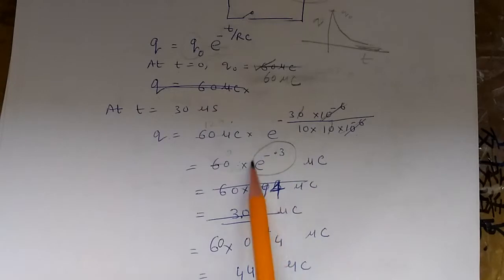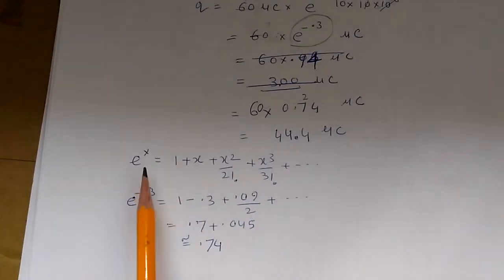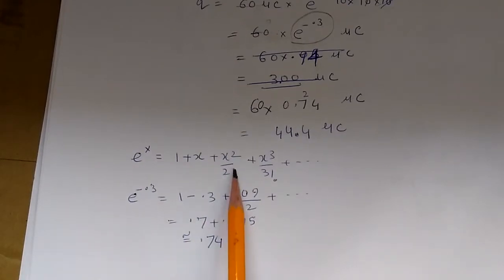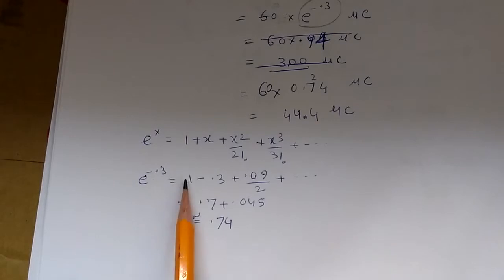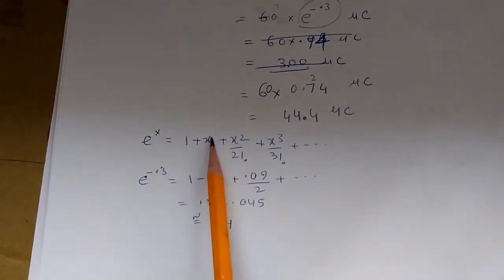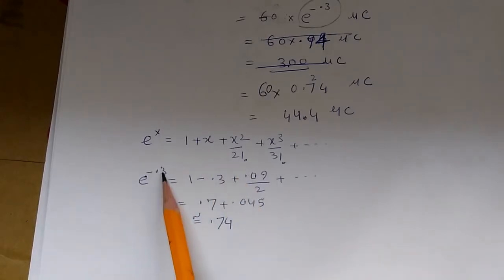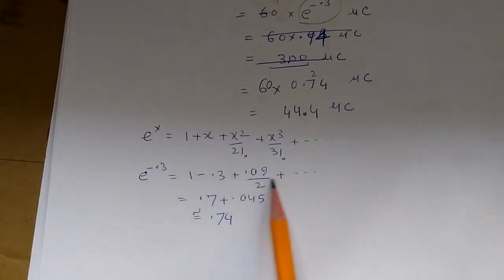Now how do you calculate e to the power minus 0.3? We know that e to the power x is 1 plus x plus x square by factorial 2 plus x cube by factorial 3, and so on and so forth. So e to the power minus 0.3 will be 1 minus 0.3 plus, because x is minus 0.3, x square is 0.09 by 2, plus so on and so forth. We will not calculate it further because as the terms progress, they get lower and lower and can be neglected.